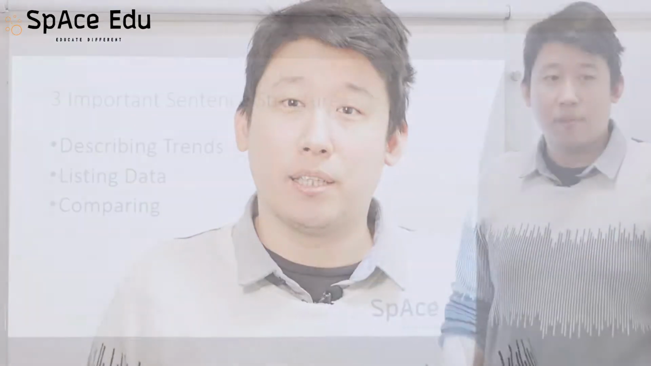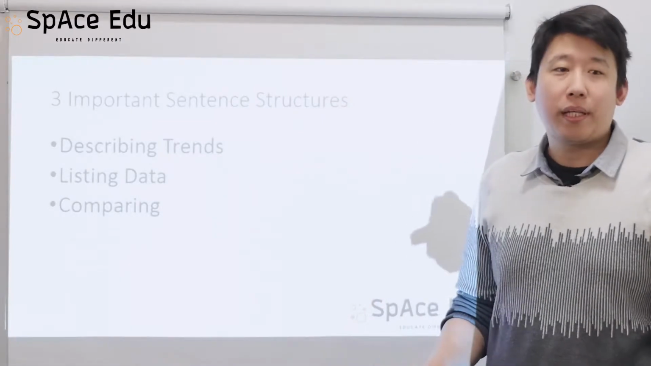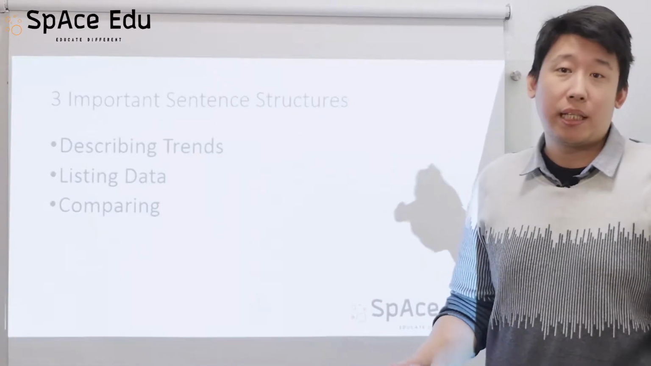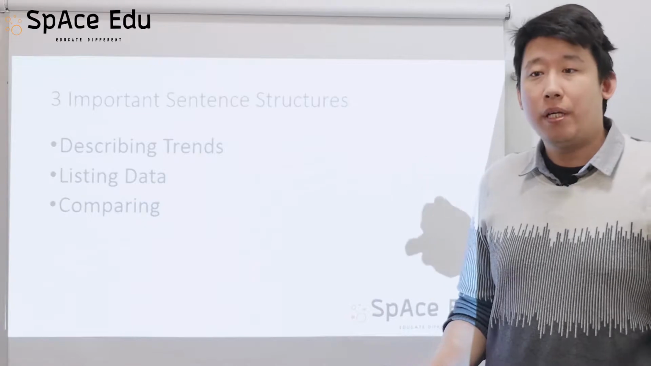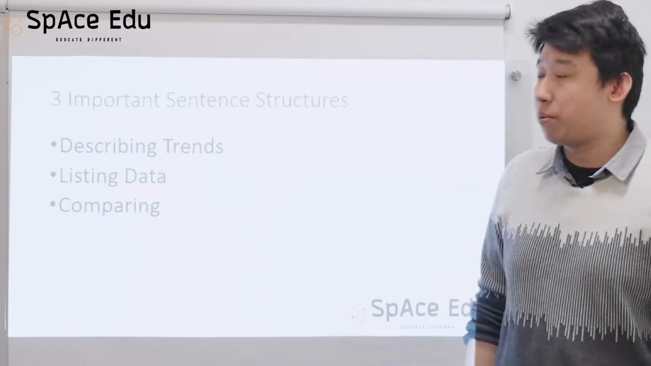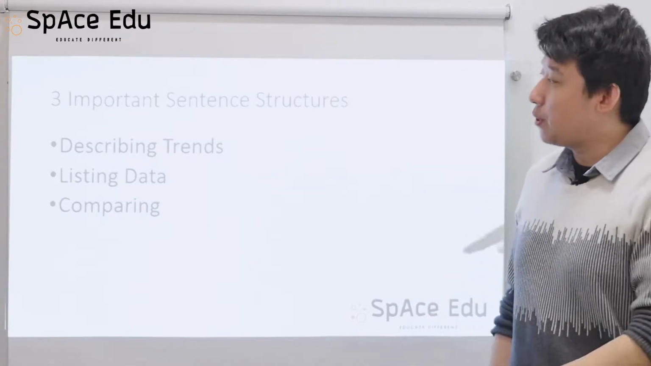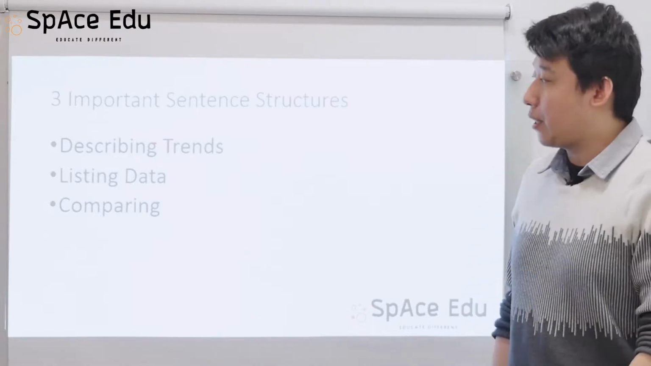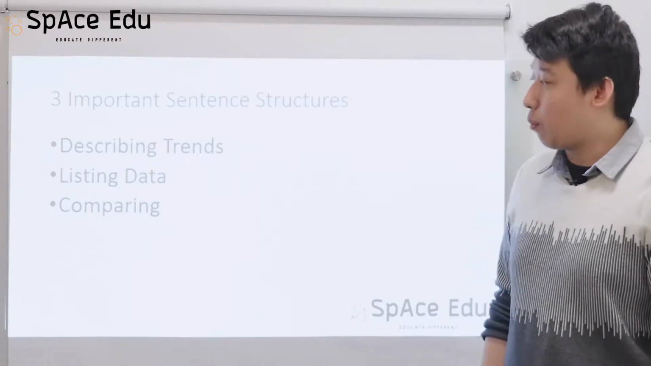I'm Nick. In today's video, we're going to focus on some fundamentals of writing task 1. So let's talk about 3 different ways of describing trends. As you may know, IELTS writing task 1 is all about describing data and graphs. As I have found, there are 3 very important sentence structures in doing so. The first one is describing trends, the second one is listing data, and the third one is comparing.